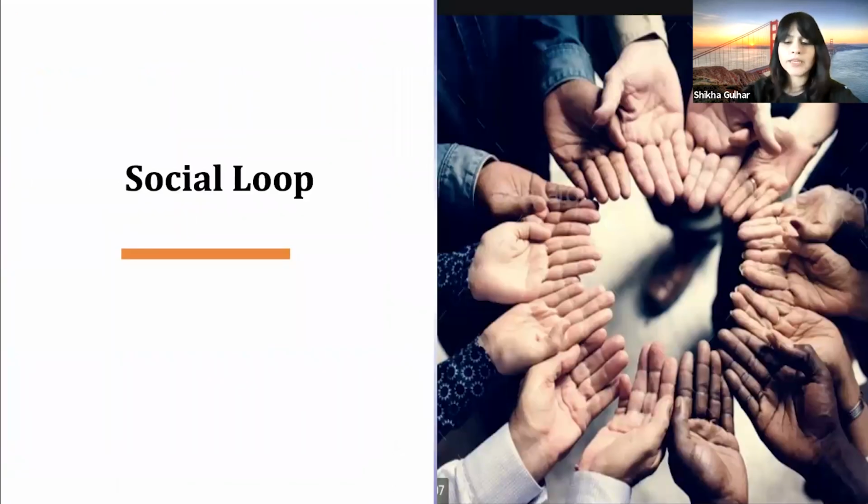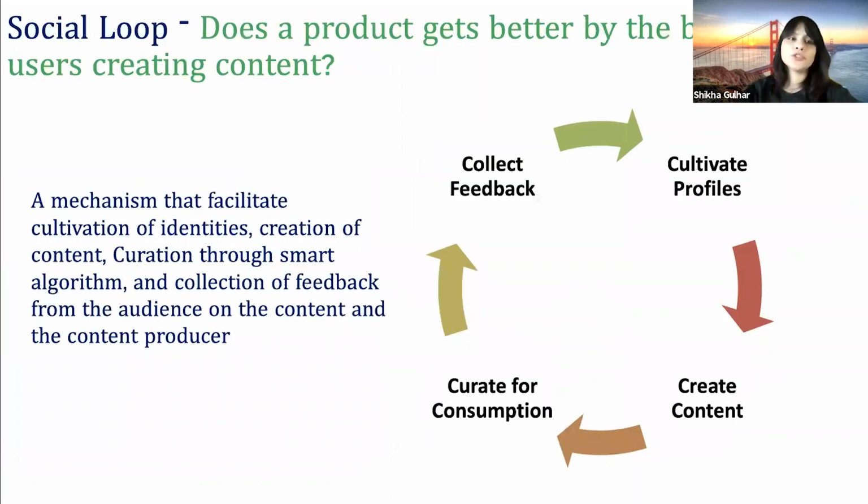Now moving on to something social. So the third loop is called the social loop. It is the loop that has been celebrated by many social media apps like Insta, Facebook, Tinder, Twitter, LinkedIn. Now, what this loop sets in motion is that it facilitates cultivation of profiles. Then through these profiles, user-generated content is created. You need to put in strategies for curation of this content for easy consumption, and then have a feedback mechanism in place to understand how this content is being consumed on your platform or ecosystem.